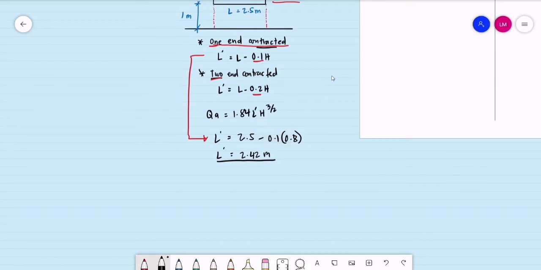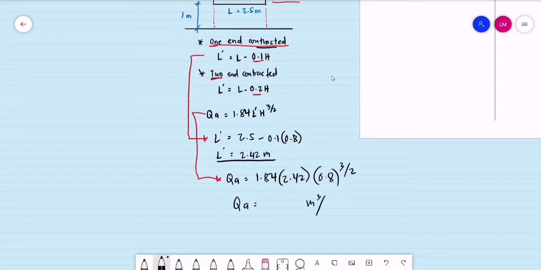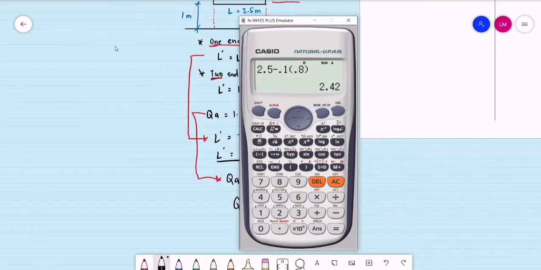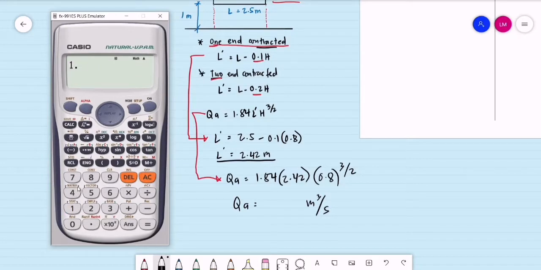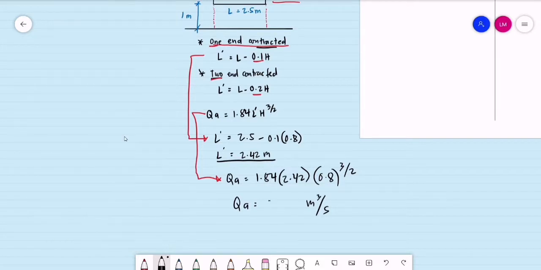So, that will be equal to the flow rate actual, which is now equal to 1.84 multiplied by 2.42, then multiplied by the head, that is 0.8 raised to 3/2. So, this will be the discharge in terms of cubic meter per second. So, this is 1.84 times 2.42 multiplied by 0.8 raised to 3/2, is 3.186. So, sabihin natin, this is 3.186 cubic meters per second.